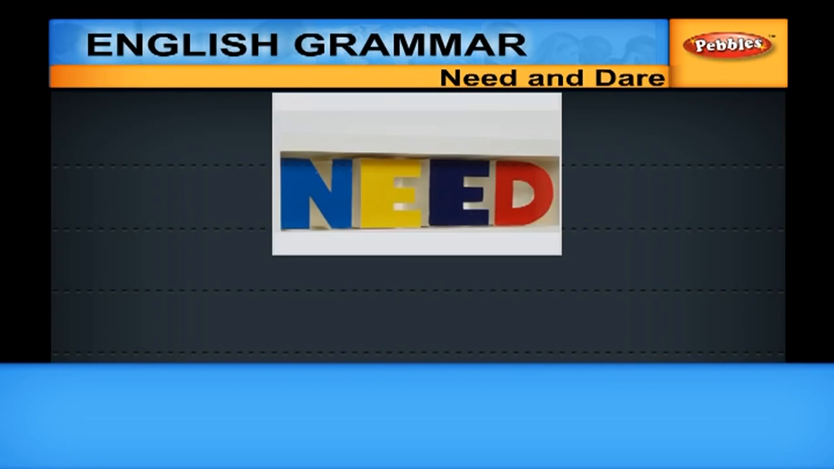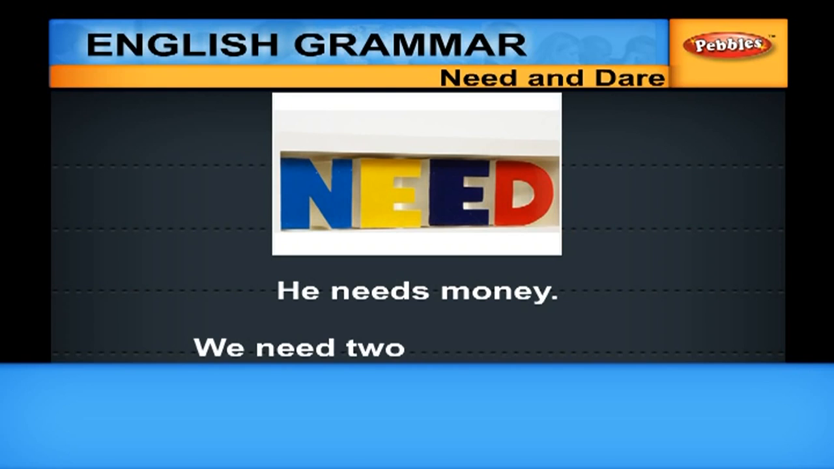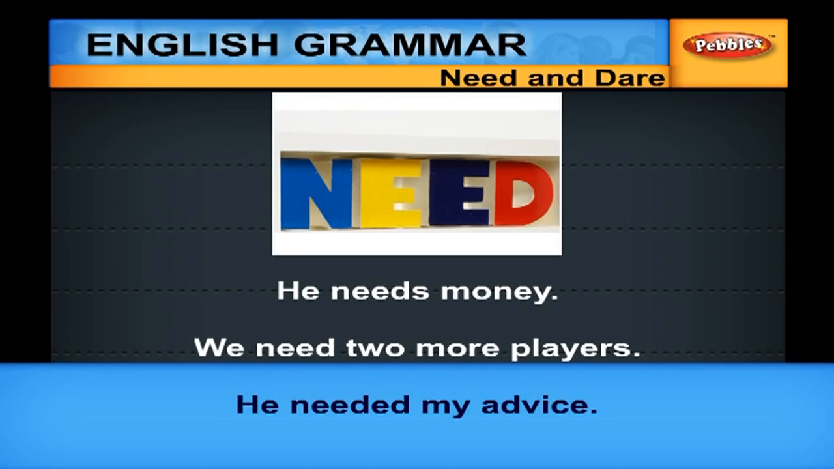Now, we will learn how to use need. Need is used as a main verb, but sometimes it is also used as a modal auxiliary. He needs money. We need 2 more players. He needed my advice. In these instances, we use need as only a main verb. Don't you think so?